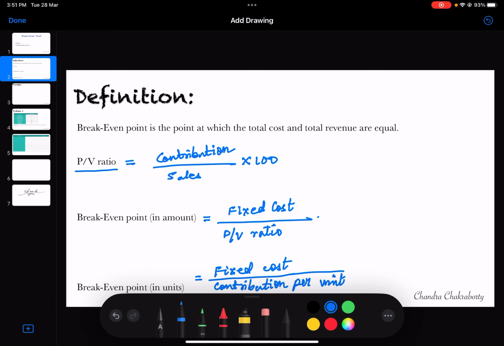So these are the basic formulas that you need to know whenever you are talking about break-even point. The first one is PV ratio, which is equal to contribution by sales into 100. The second one is break-even point in amount, which is equal to fixed cost by PV ratio. And the last one is break-even point in units, which is equal to fixed cost by contribution per unit. Now let's discuss an example to understand this better.